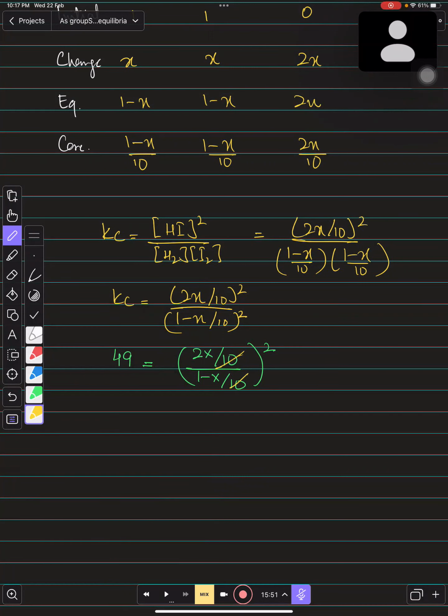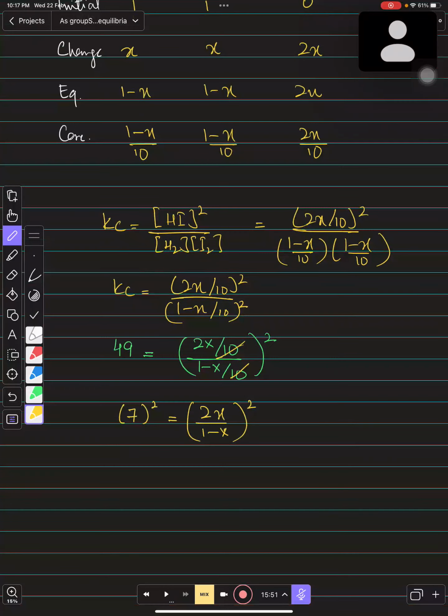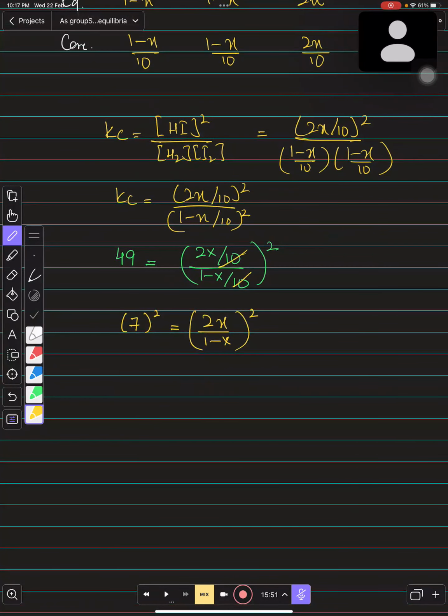Yes, sir. And if you don't mind, can I write 7 का square 49, and it would be 2x over 1 minus x का whole square? Can I write like this, बच्चों? Then you know that if the square on both sides is equal, we can cut these two, and it would be 2x over 1 minus x equals plus minus 7, right?